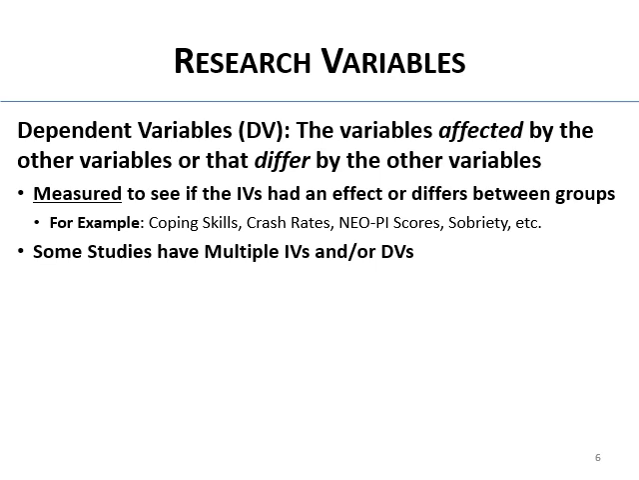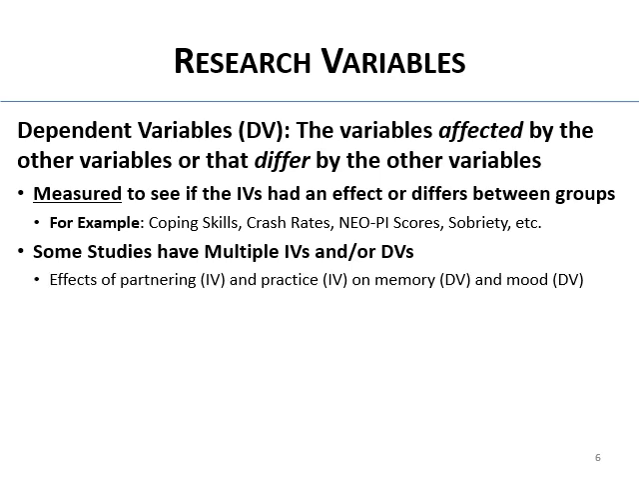There are studies that have multiple IVs and multiple DVs, so just be aware of that. You can look, for example, at the effects of both partnering and practice, that is, having a partner and practice, on both memory and mood. In this short example here, you've got 2 IVs and 2 DVs. Partnering and practice affects, we think, what? Both memory and mood. That's why the latter are the DVs.